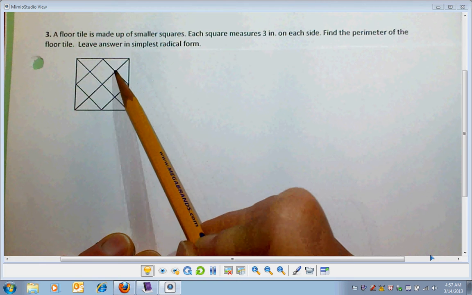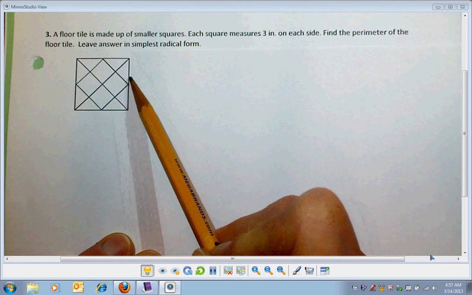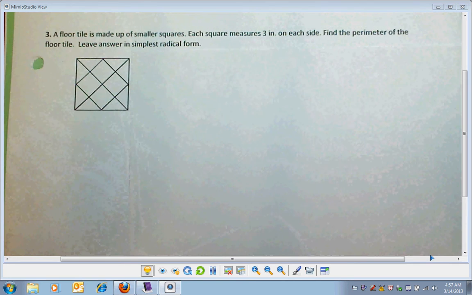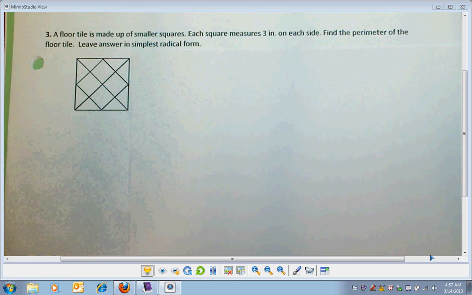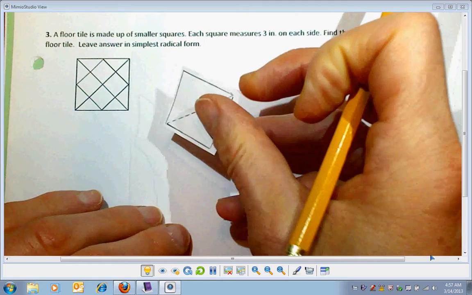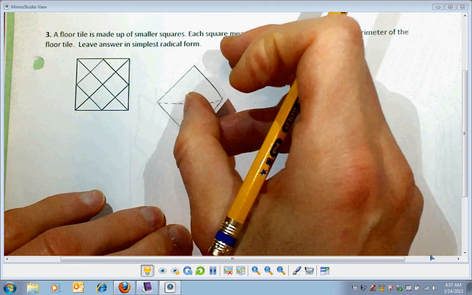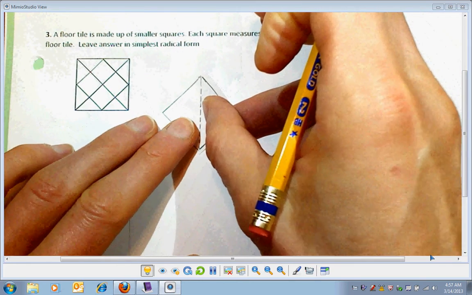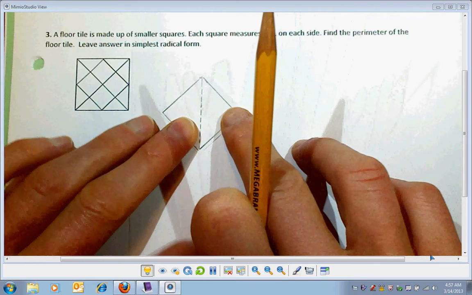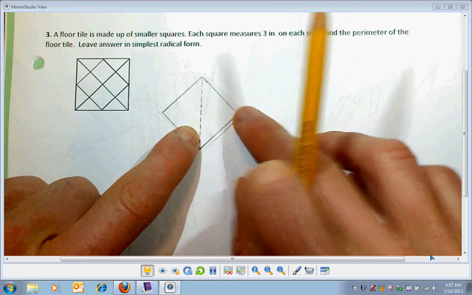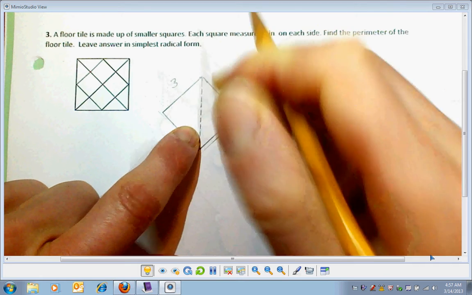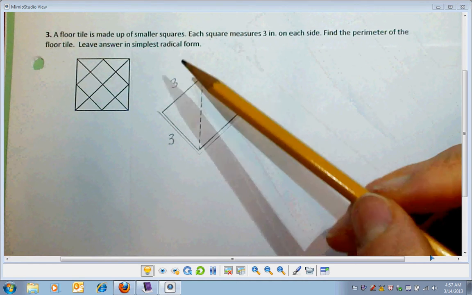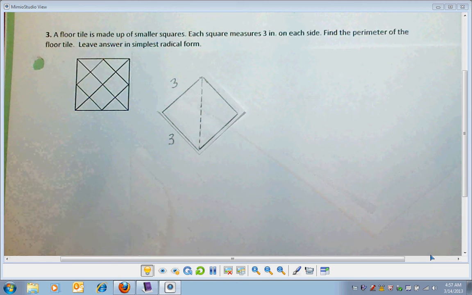So the problem here is that this is a square that's been cut in half. So we need to figure out what this length is right here. In order to illustrate what we're looking for, this would be a floor tile and it's square, and I'm going to put it diagonally, like a diamond, how they have it in the illustration. So this side is 3 inches and they're all 3 inches around. The problem is on the edge, this is not 3 inches.